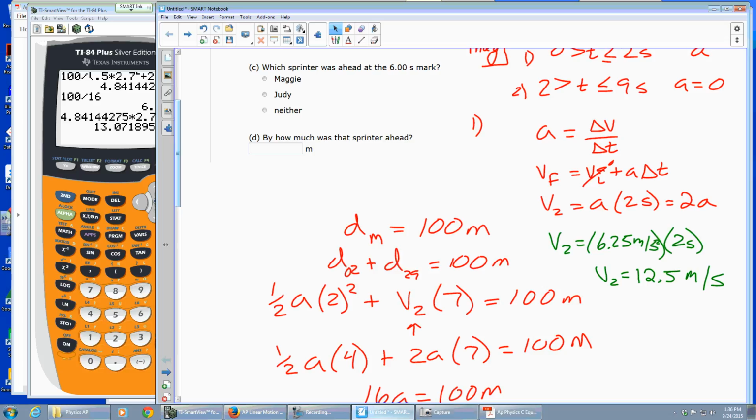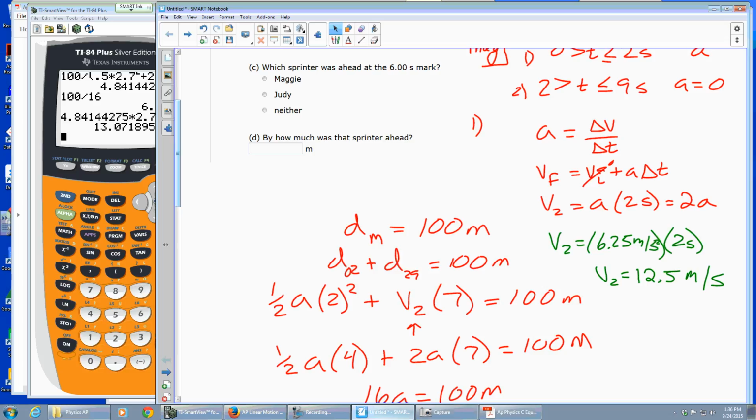All right? And since they finished at the same time, I'm going to guess it was Judy, because she has a slower maximum. So if Maggie wasn't ahead, if Judy wasn't catching up the whole time, they wouldn't have ended together. So I'm guessing Maggie.